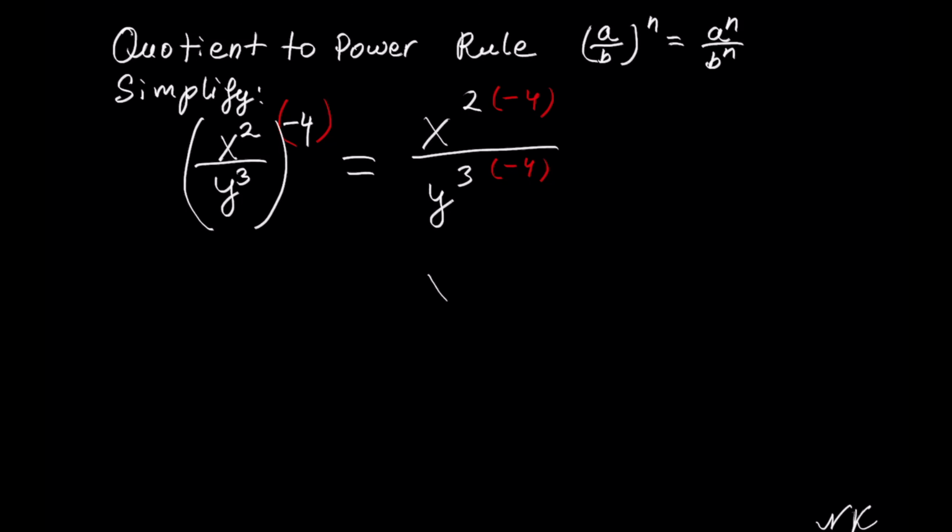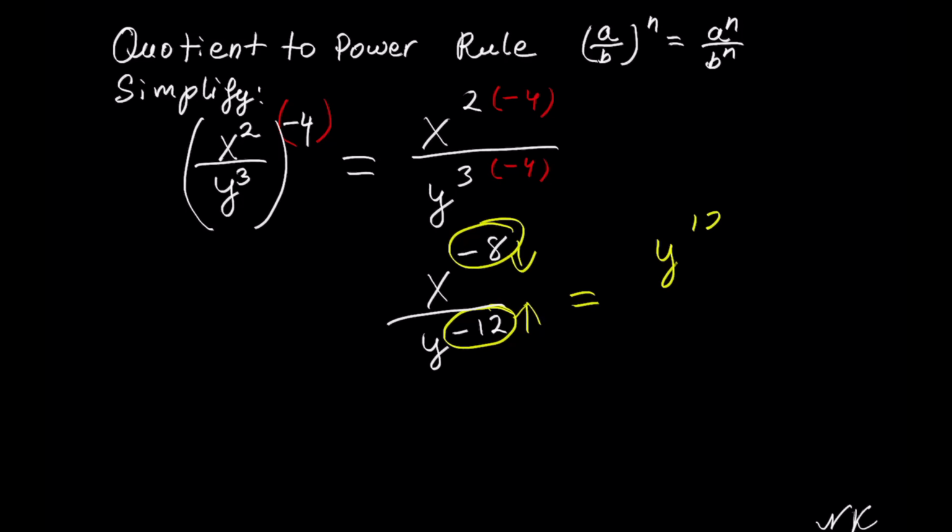So we get x to the 2 times negative 4, we have negative 8, out of y to the 3 times negative 4, we have negative 12. The power of negative 8 will become positive in denominator, and y to the negative 12, the negative 12 power will become positive in numerator. So we get y to the 12 out of x to the 8 as our solution.